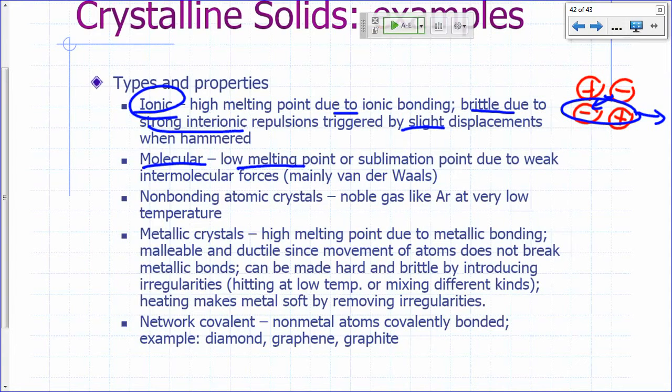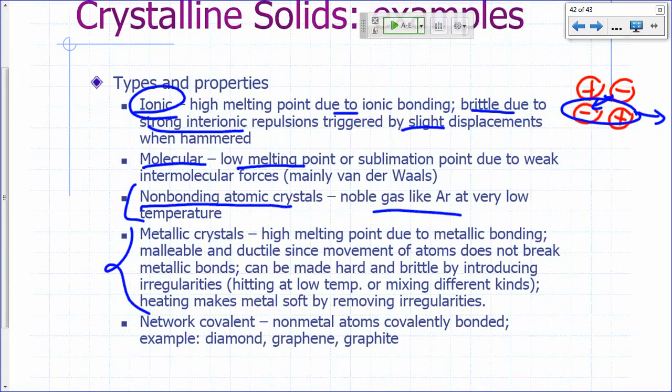What types of forces hold molecules together in general? Intermolecular forces. The most common one would be London dispersion forces. Those are relatively weaker compared to the ionic bonds that hold ions together. You can also have what are known as non-bonding atomic crystals. Generally, when you're dealing with noble gases at very low temperature, the atoms of your noble gases are held by very, very weak London dispersion forces, so you can have them settle into a crystal at very low temperature. So it's just a collection of atoms in a solid. That would be what you would call a non-bonding atomic crystal.